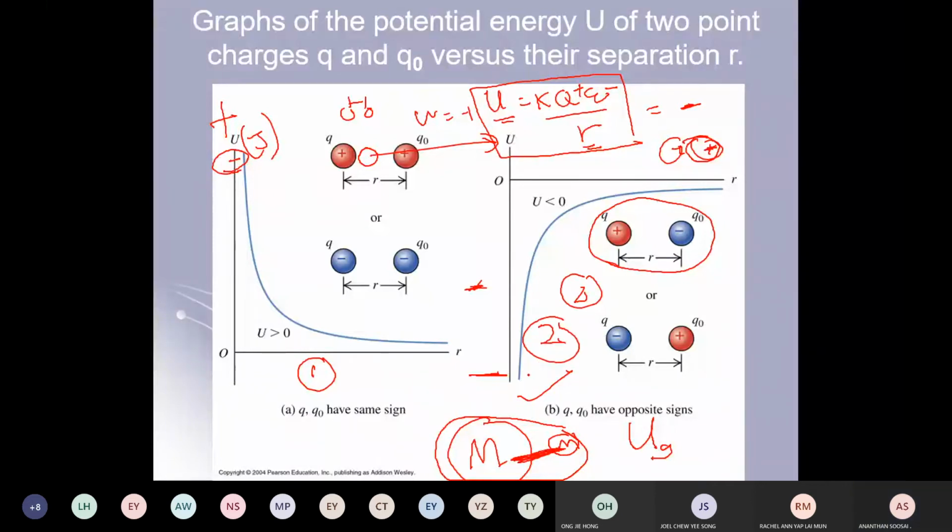Okay, so what is the potential energy for gravity? Let's recall. What is the potential energy formula for gravity? It is negative G M m over R. So it is the same as the electric potential energy, K Q Q over R, but with a negative sign. Gravitational potential energy is negative. Okay, any questions from here?